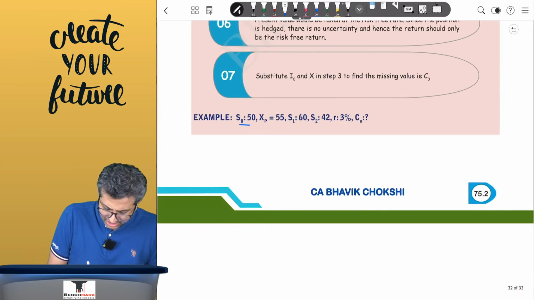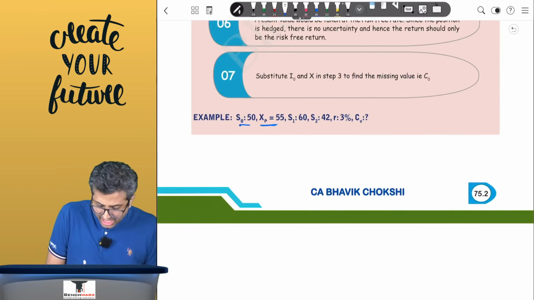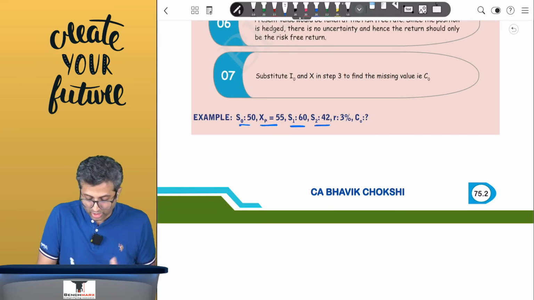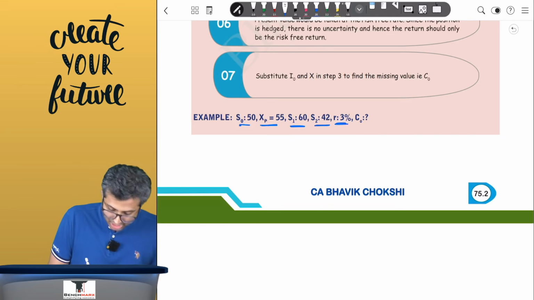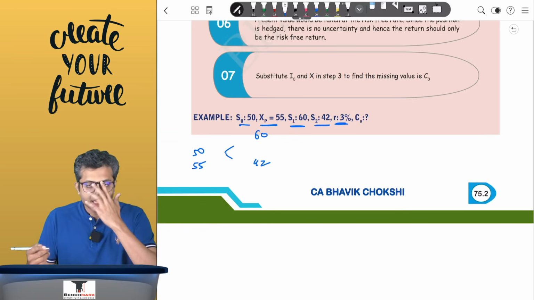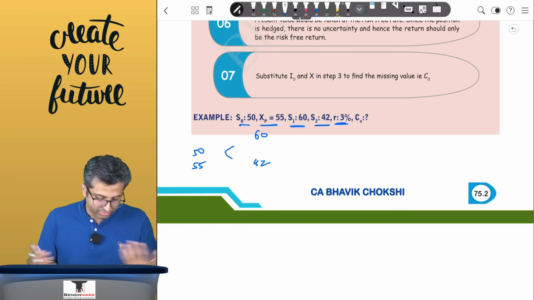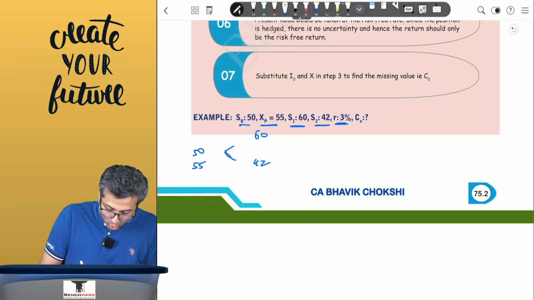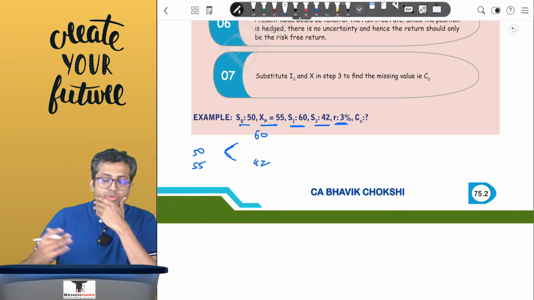So if there's an example where the price today is 50, exercise price is 55, the price after 1 year can be either 60 or it can be 42 and the rate is 3%. Then over here you can draw a binomial tree where you can say that the price today was 50, exercise price is 55, the price after 1 year will be 60, it can also be 42.